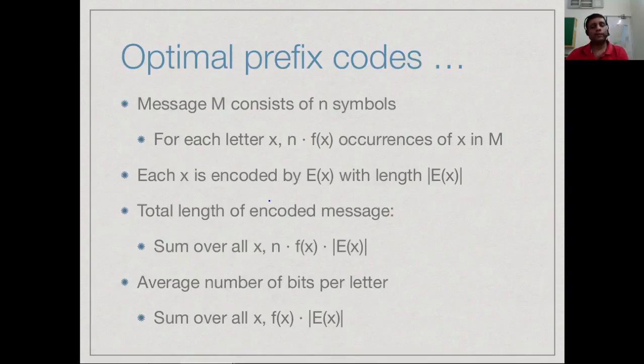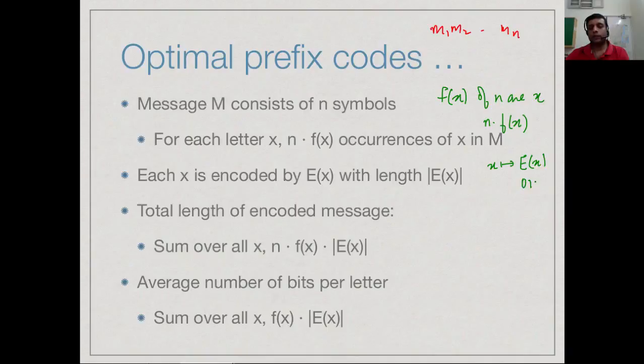So now we have a message which consists of some n symbols. So we have M1, M2 to Mn. So these are my n symbols. Now we know that if I pick a particular letter X, then Fx fraction of these are X. So in other words, if I take n and multiply it by the fraction, say if Fx is 1/3, then 1/3 of n, so n by 3 of these symbols will actually be the letter X. And now each of these X's is going to be represented by its encoding.